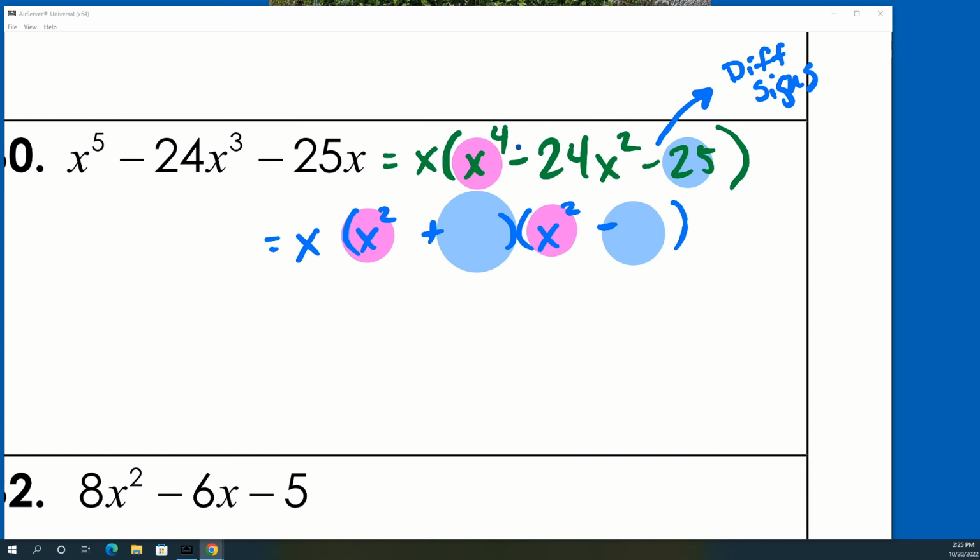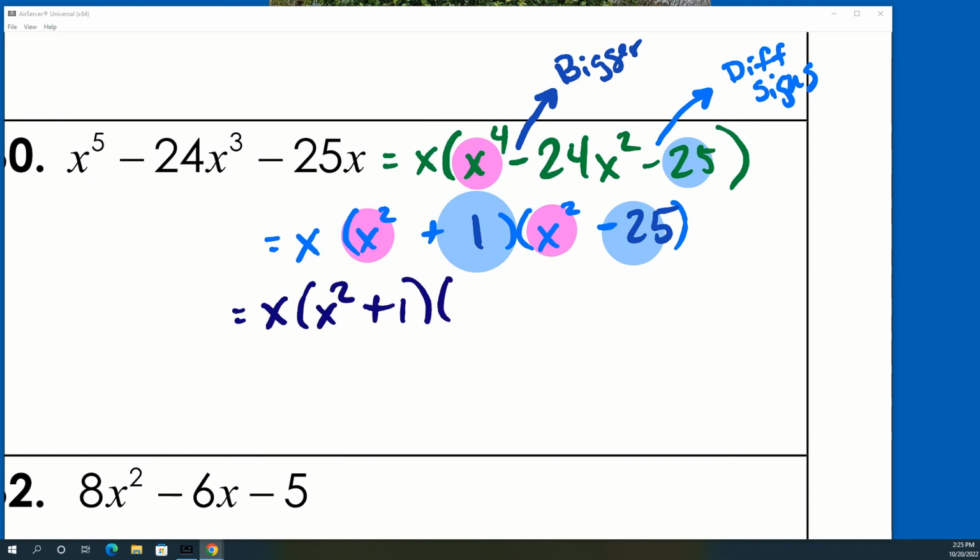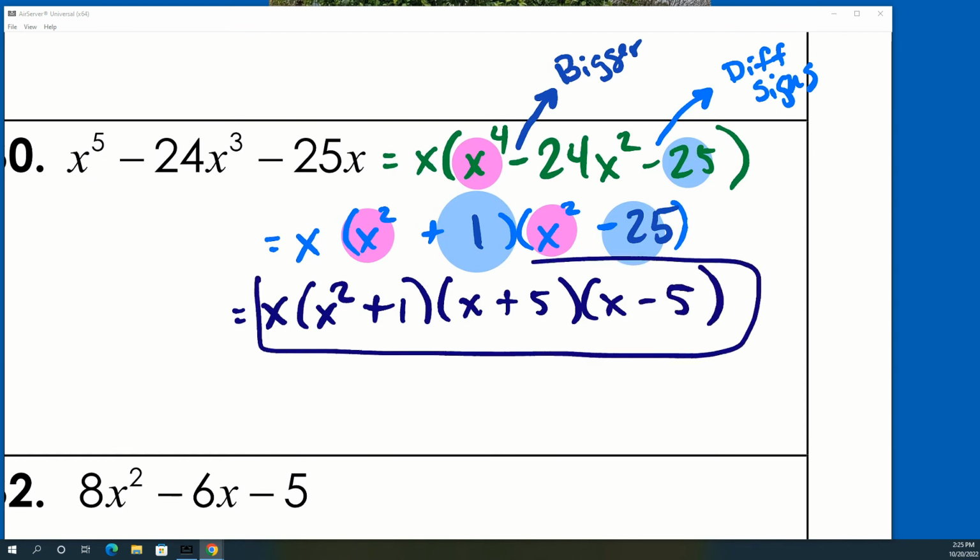1 and 25. This time, does the bigger one need to be positive or negative? Negative. Are we finished? No. Yay. Difference of squares. So x squared minus 25 is x plus 5, x minus 5. So on the examples, that comes up. It seems like that comes up a whole lot. On the homework, it's not as much.